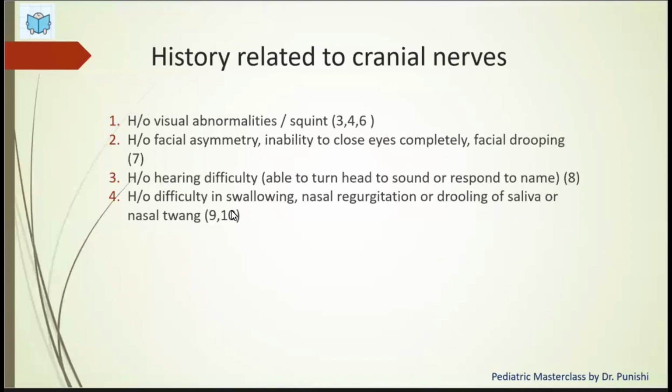So it can lead to UMN type of symptoms involving the lower cranial nerves. So difficulties with swallowing, nasal regurgitation, change in voice, nasal twang, etc., can point to involvement of the ninth and tenth cranial nerves in CP, which is seen in pseudobulbar palsy.